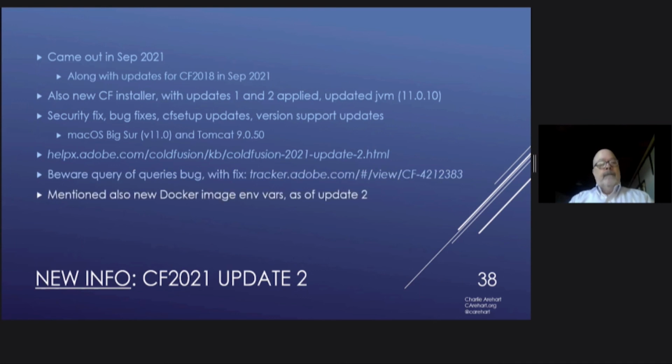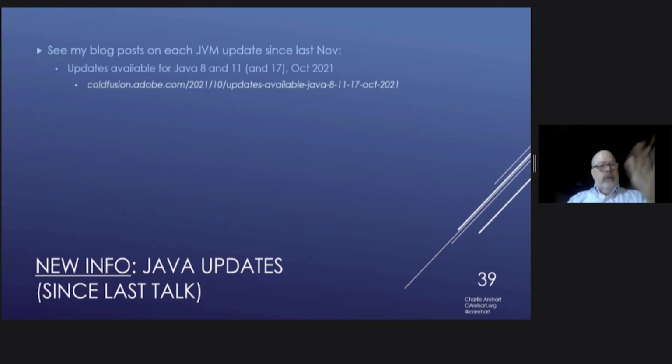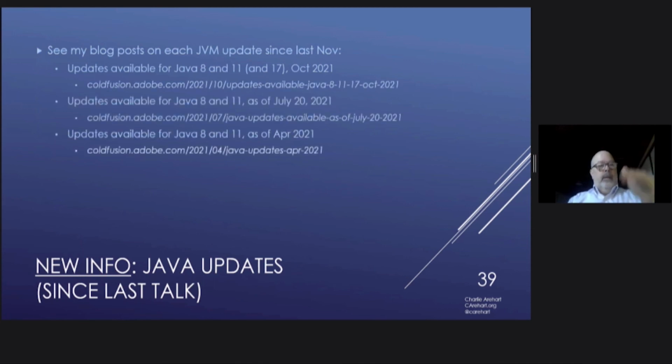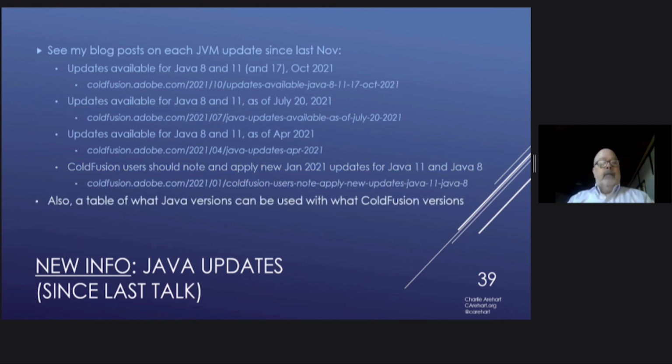So anyway, I've got to move on. I mentioned that update 2 also added some Docker image environment variables. Java updates, I'll just tell you there have been updates to Java, and here are articles where I talk about each update and when things are important. In April 2021, there were particularly important aspects of the new JVM about TLS, calling out to TLS 1.1 or 1.0 servers. So check that out. And you generally should be updating your JVM because it's what ColdFusion relies on.